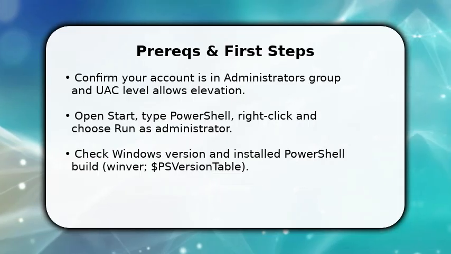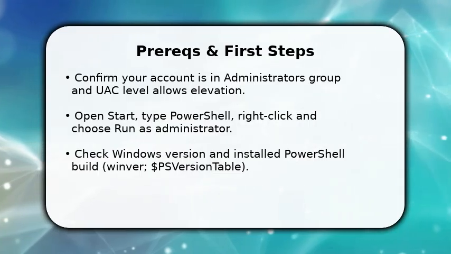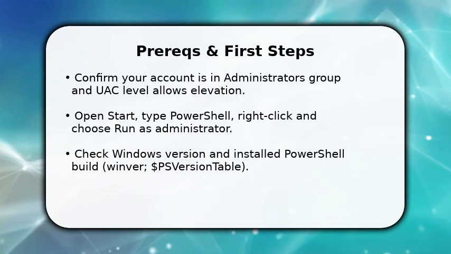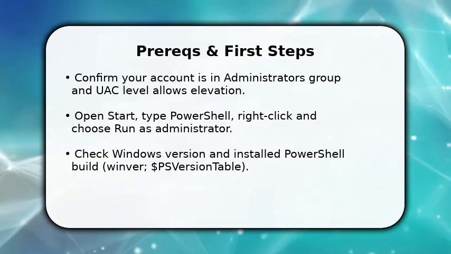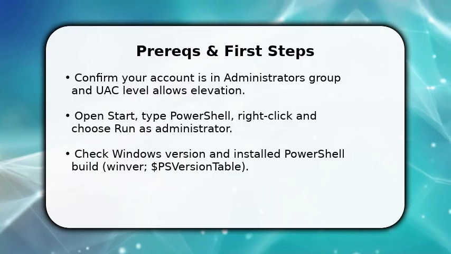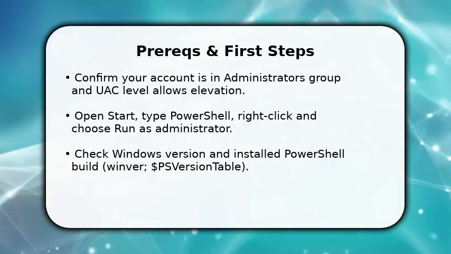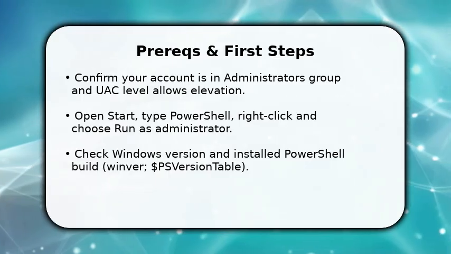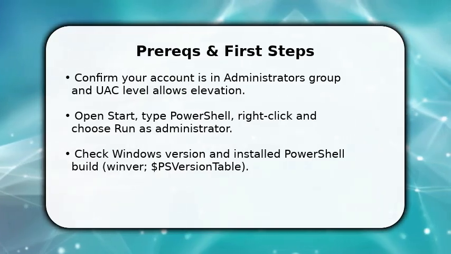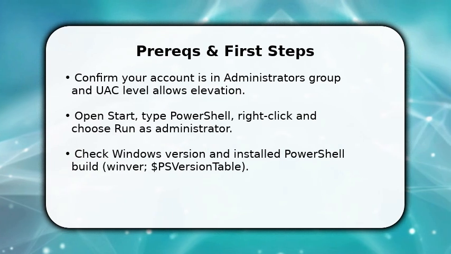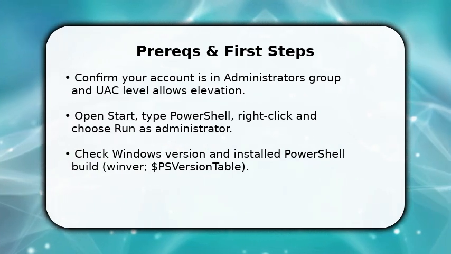Next, from Start type PowerShell, right-click and choose Run as Administrator to start an elevated session. While elevated, run $PSVersionTable and winver so you know whether to update Windows Management Framework. Once done, you'll be ready to change execution policy, create an elevated shortcut, or troubleshoot permission and policy conflicts.